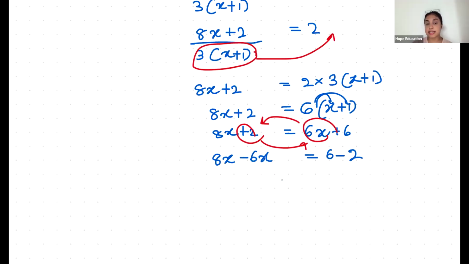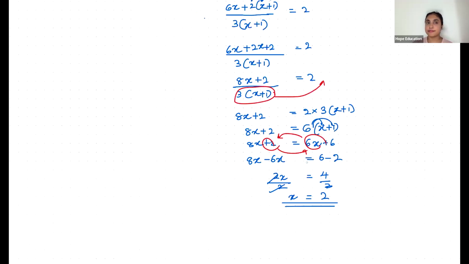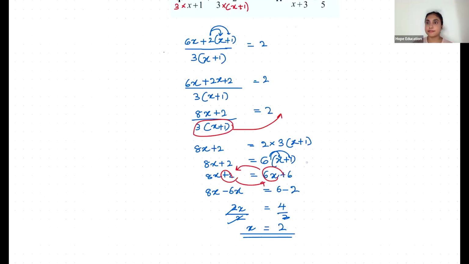8x minus 6x is 2x. 6 minus 2 is 4. Divide both sides by 2. We get x equals 4 divided by 2 is 2. Did y'all get this value? Did y'all get this, Tamai? Others? Okay. I hope it's clear to everybody. I'll give you a 1-minute timer to do any recorrections. Make it fast.